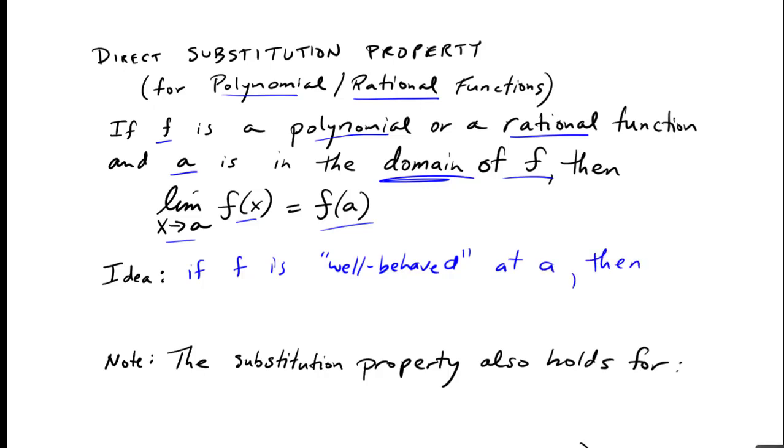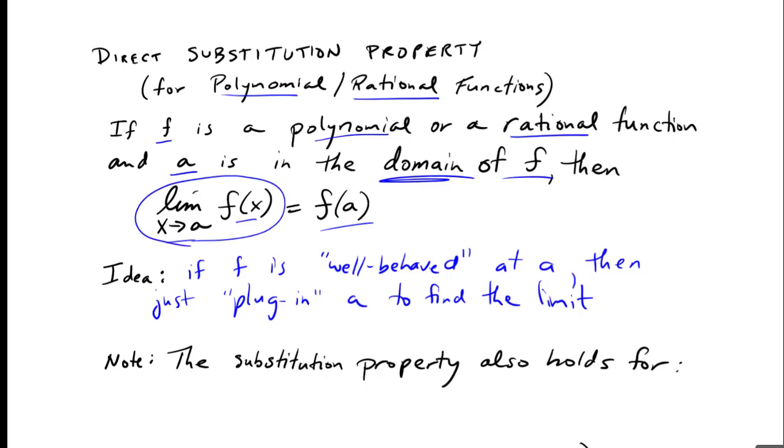then just plug in a to find the limit. This is very nice, because basically what we're saying is the value of the limit in this case is the same as the value of the function at a. So we don't have to do anything more than really just calculate what the function value is there, and that will give us the limit.